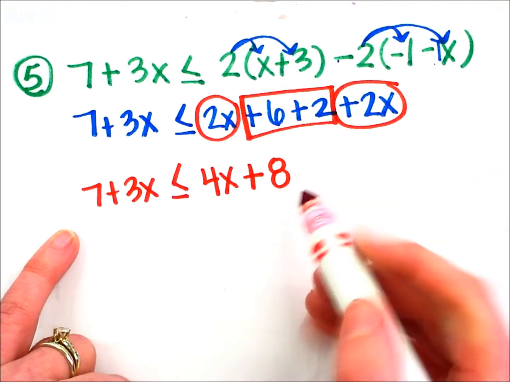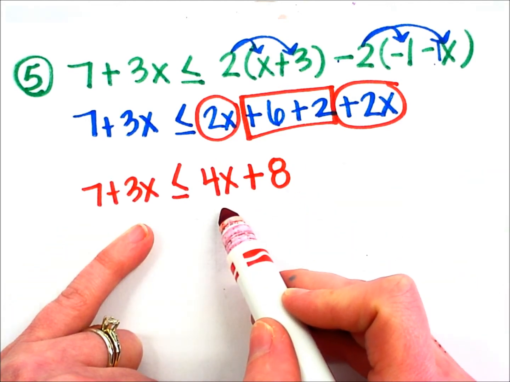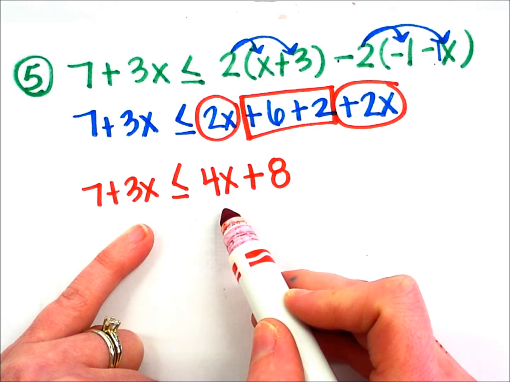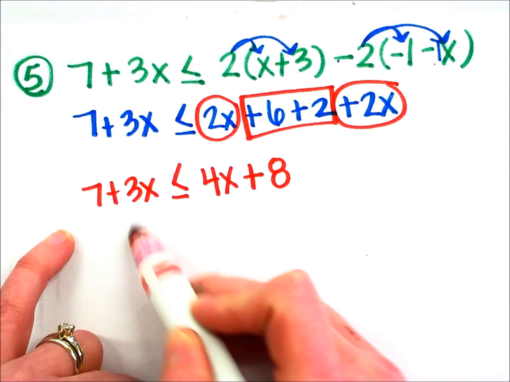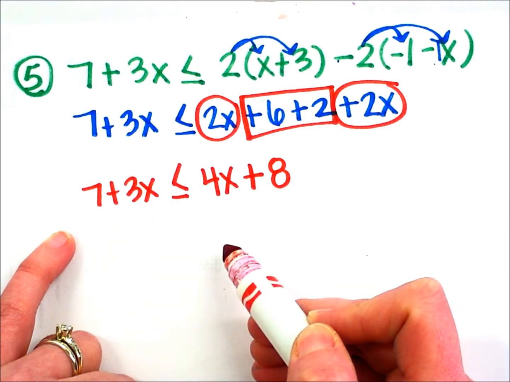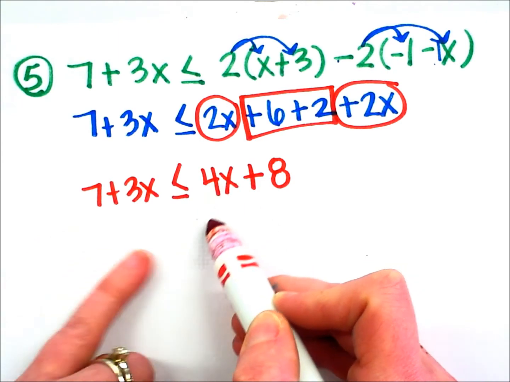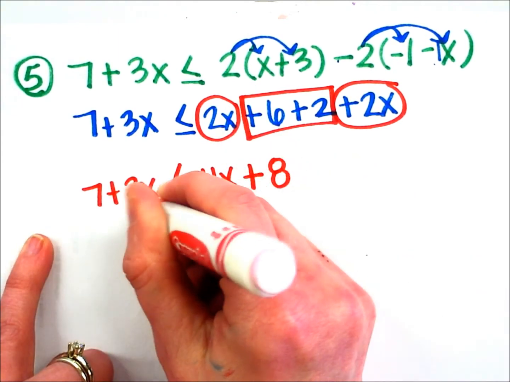Now, in this case, I have variables on both sides. So to get the variables on the same side, either 3x needs to move over here with 4x, or 4x needs to move with 3x. My suggestion is to just always move all the variables to the left. So I'm going to move the 4x to the left-hand side.